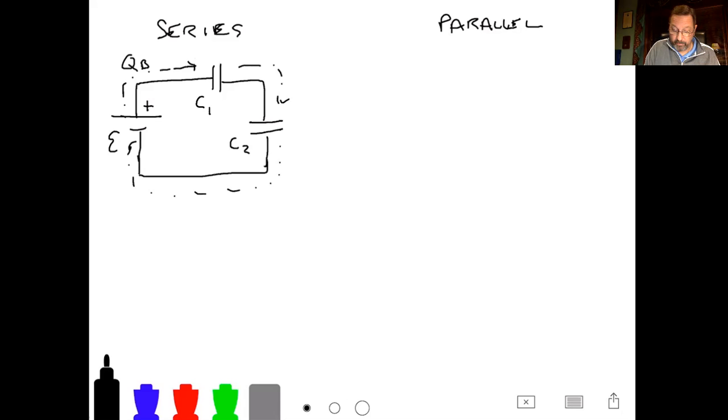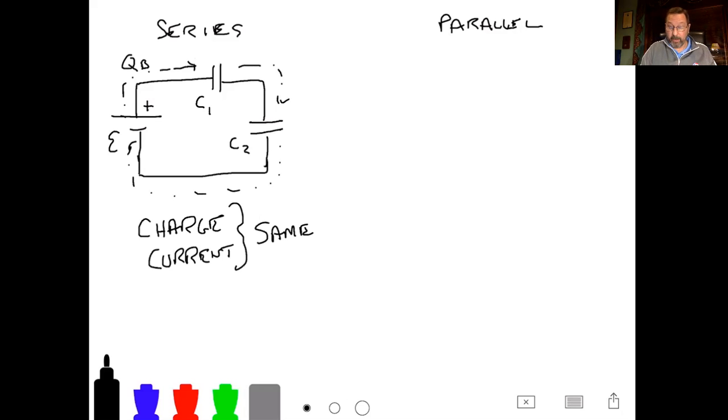And so for things that are in series, we say both charge and current are the same in a series circuit. Now, if the battery voltage is, say, a 9-volt transistor battery like we used in the lab a couple weeks ago, it is absolutely false that the voltage across C1 is 9 volts and the voltage across C2 is 9 volts.